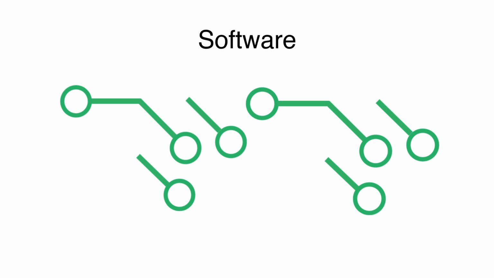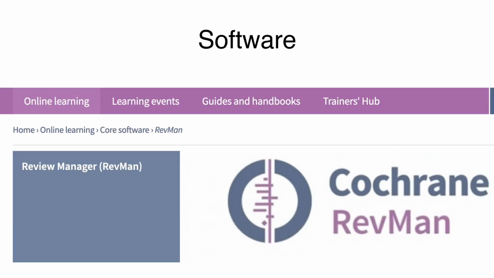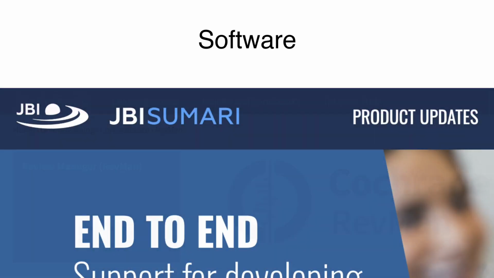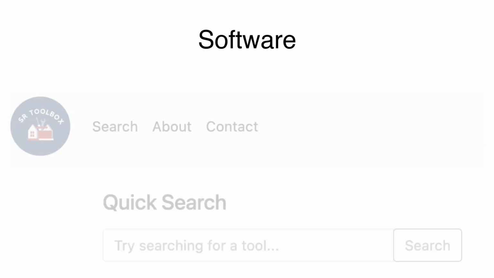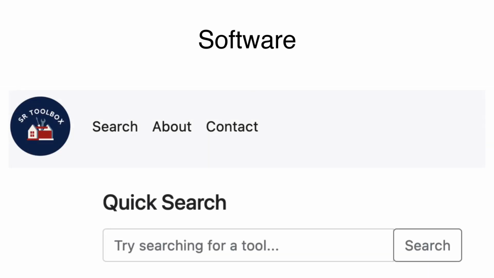A team developing a systematic review can benefit from specialized software to manage certain tasks. Some software examples include Cochrane's RevMan and JBI SUMARI. Also check out the Systematic Review Toolbox for finding helpful software in creating a systematic review.